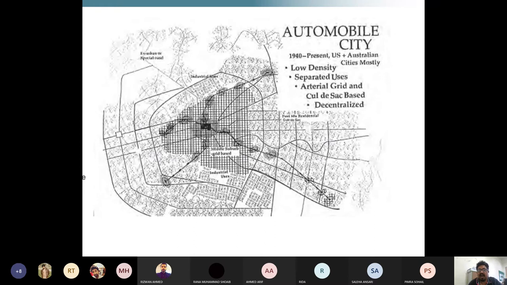Are the planners successful in managing your city via transportation or not? Yes, Samad, please.